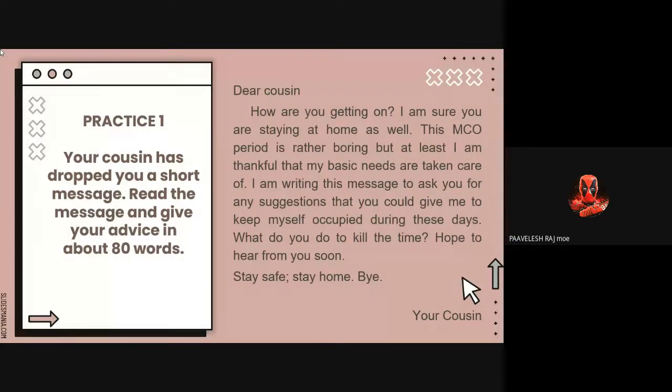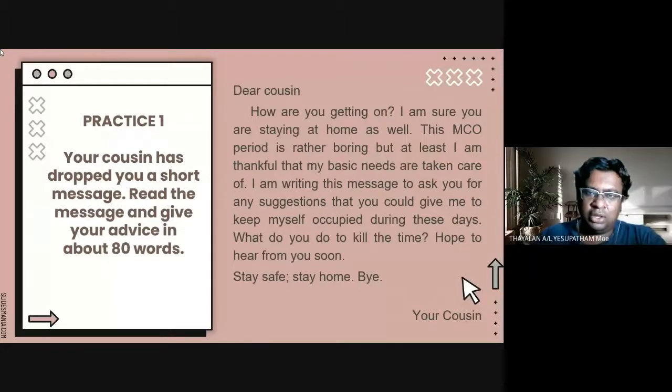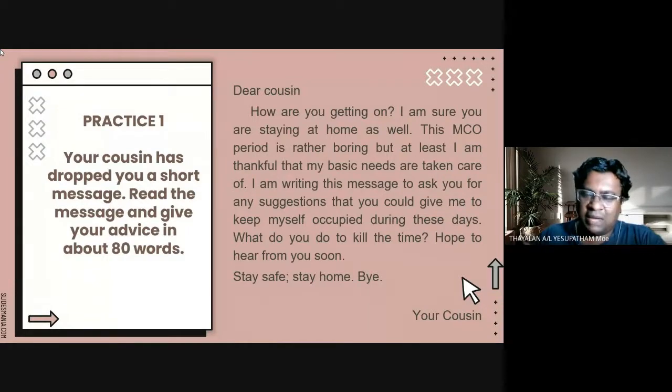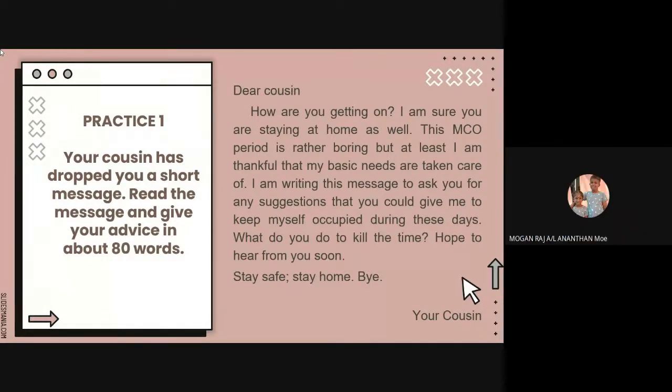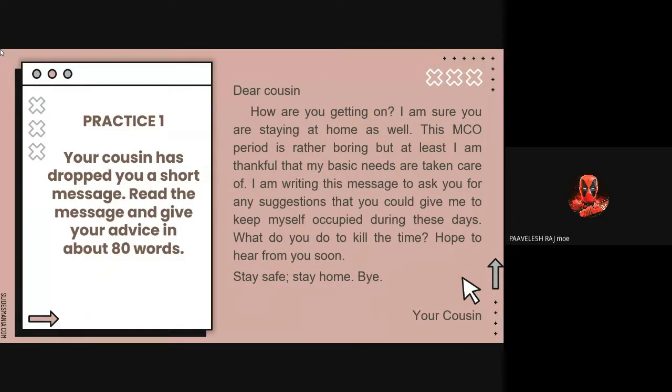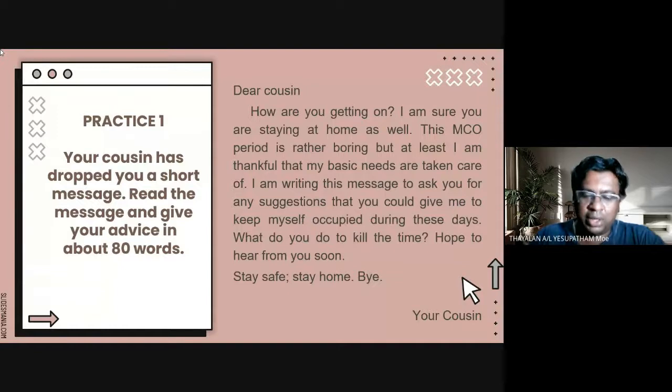Can someone read? Yes. Not the same person. Those who have read, you have already read, isn't it? Can someone else read? I will read. What is your name? Pavalesh Raj. Before this, you have not read, is it? Mogan, Raj, you have already read. Okay, Pavalesh Raj, yes, you.